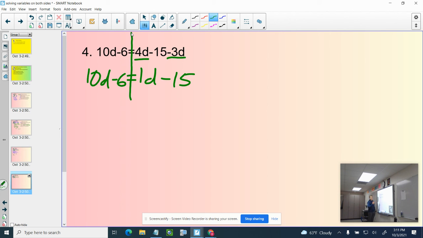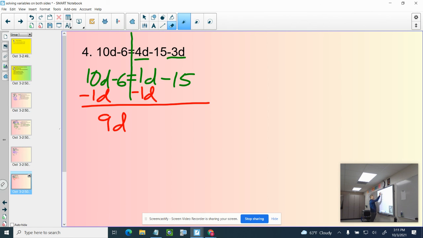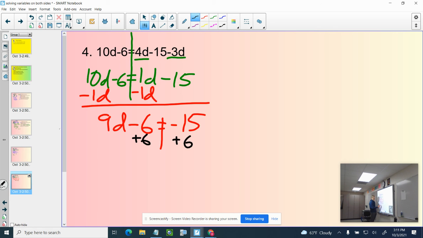All right, I'm going to move my variable. So I'm going to subtract 1d. You could just say subtract d. Got a step ahead of myself. I'll show all those steps. I'm going to go ahead and add 6 to both sides. And I will end up with d equals negative 1 because we divide by 9 here and divide by 9 there.